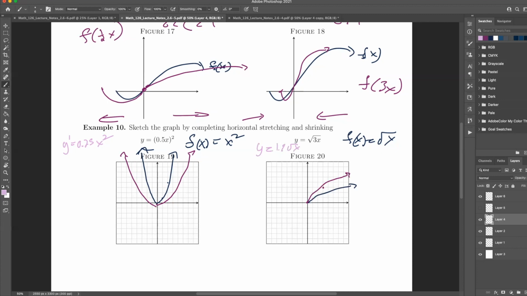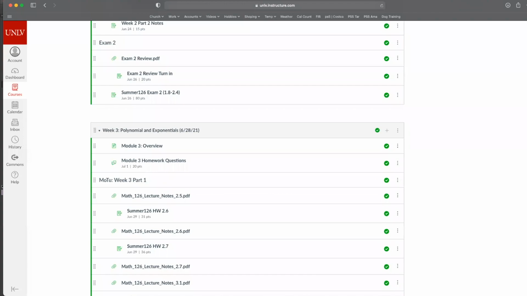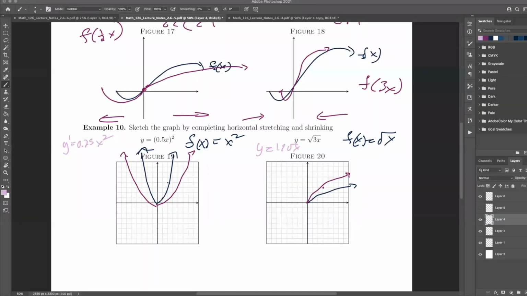So let me double check that square root of 3 is indeed what I pretend it to be. 1.73. Good. And so sometimes it's really hard to tell the difference between those two. All right, so let's finish this section up so we can do the next section, so we at least get two sections in today.